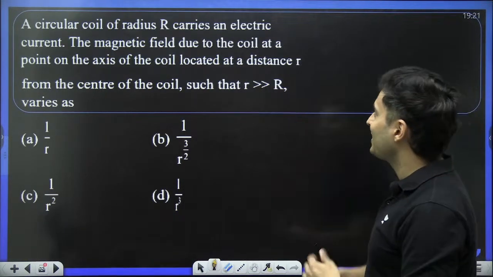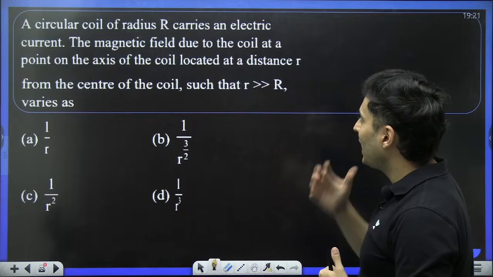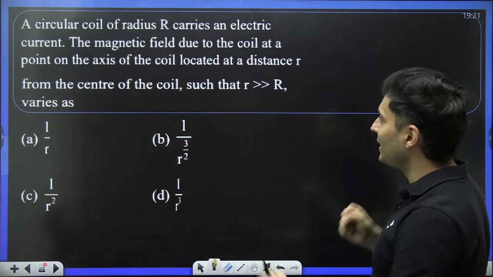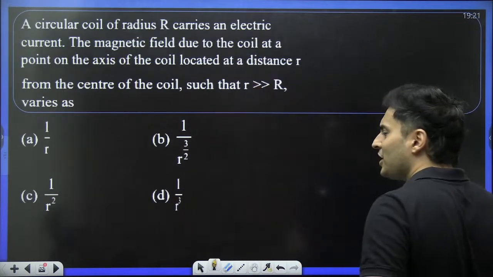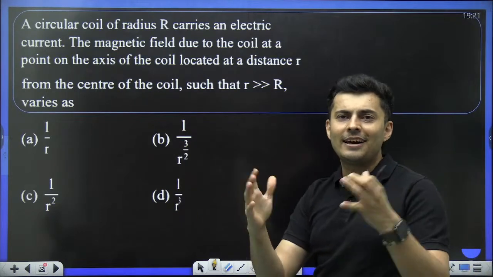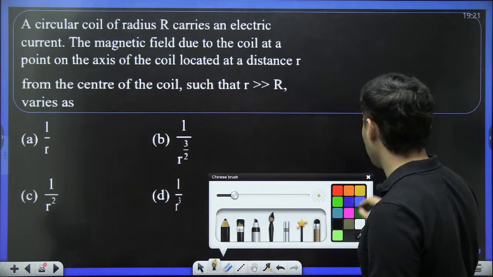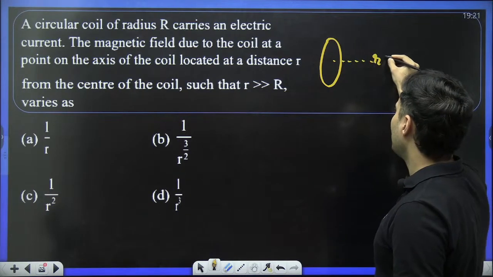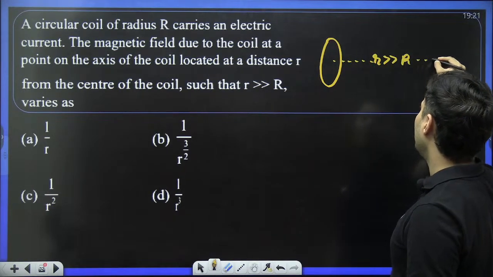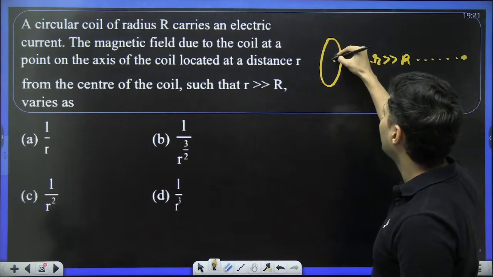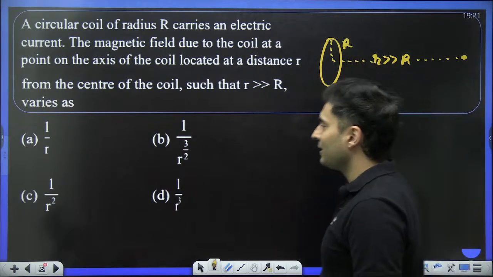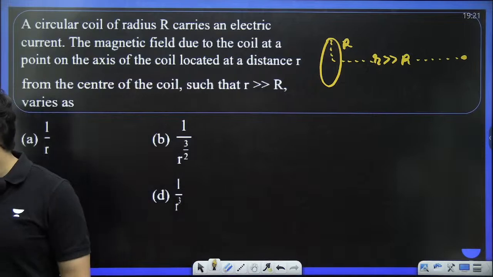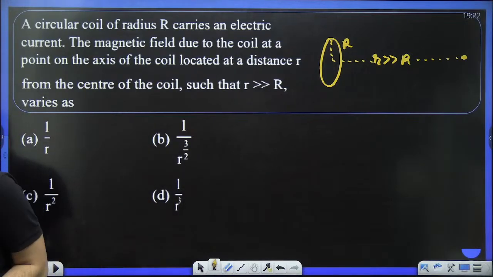There is a coil of radius R carrying some current. What is the magnetic field due to the coil on the axis if this distance is very large? You have a coil and the distance is very large compared to the radius of the coil, so you are very far away as compared to this radius. Let's use the formula. I think it will be more of a formula based question.